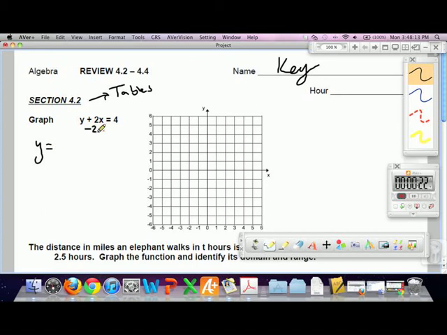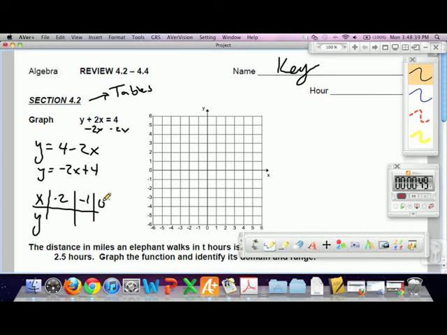Let's subtract 2x. Y equals 4 minus 2x, or another way to write that is negative 2x plus 4. And a table of values for x and y. And we chose some simple, easy to use x values like negative 2, negative 1, 0, 1, 2. And we plug the x's in for y, get some points. So when we plug in negative 2, you get 8, 6, 4, 2, 0.